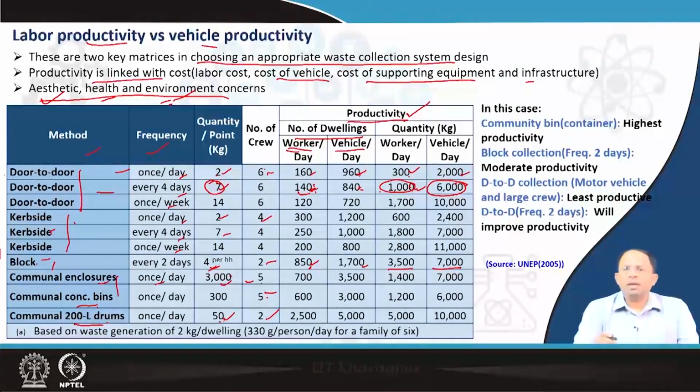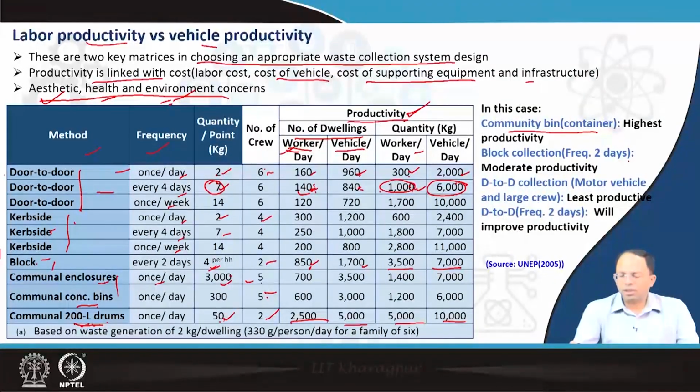Productivity is one parameter, but there is also cost, because when you are more productive you will require fewer workers and fewer vehicles. But at the same time, the transport cost will be increased, right? So productivity is one part, the transport and other costs also come into play, and overall we will get a final cost. So in this particular case, you can see that community bin containers, like over here, have the highest productivity. So this is the best possible system in this particular context.